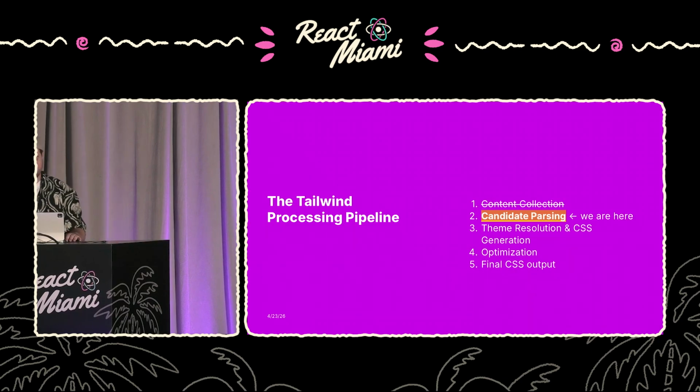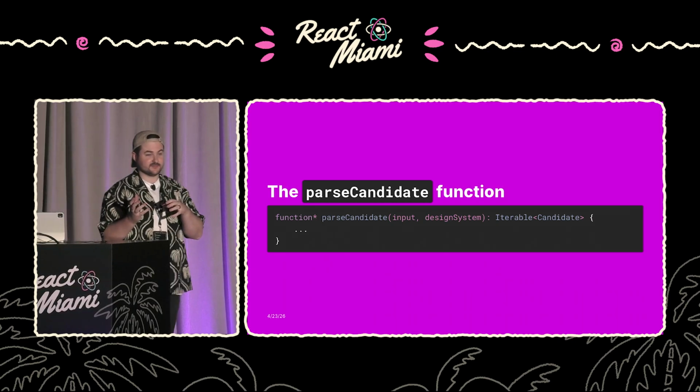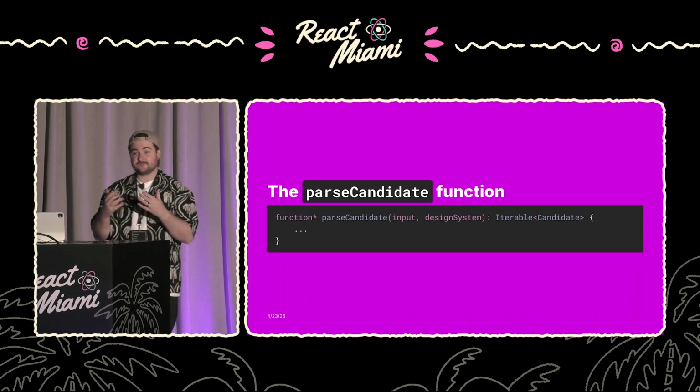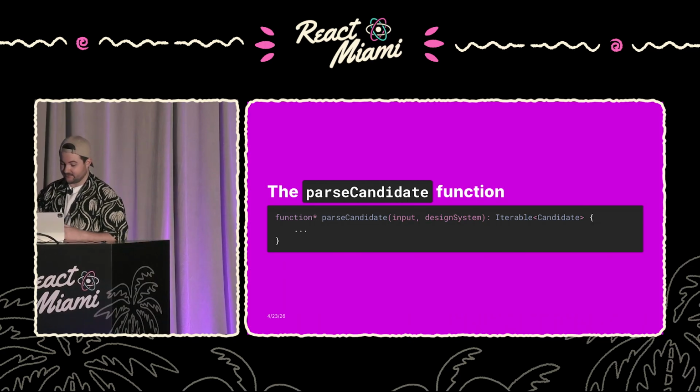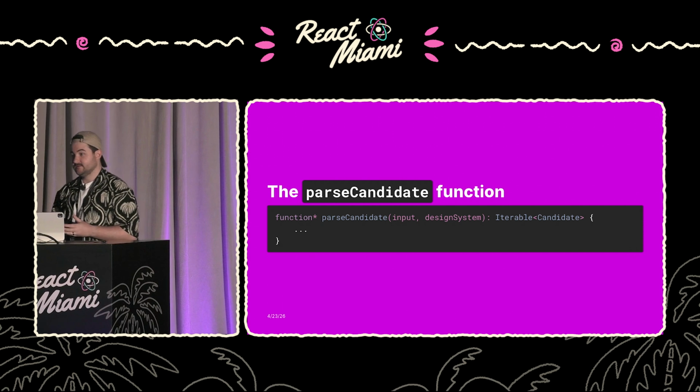And TypeScript comes into play here in the second step, the candidate parsing step of the pipeline. So after Oxide passes that bag of string utilities off to TypeScript, the first thing that it does is run each one through a function called parse candidate. And this is where meaning starts to appear for the first time, because up until this point, the whole string has just been a flat string. It has no meaning attached to it. The extractor confirmed that, yes, this is a utility, but Tailwind doesn't know how to map it to anything.